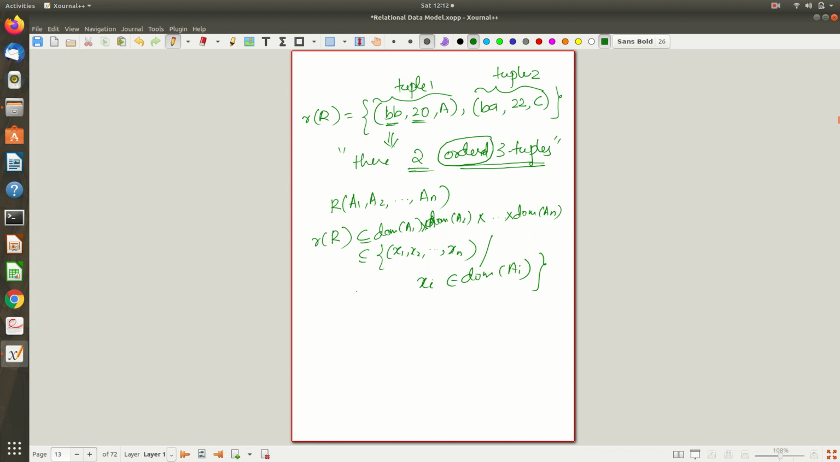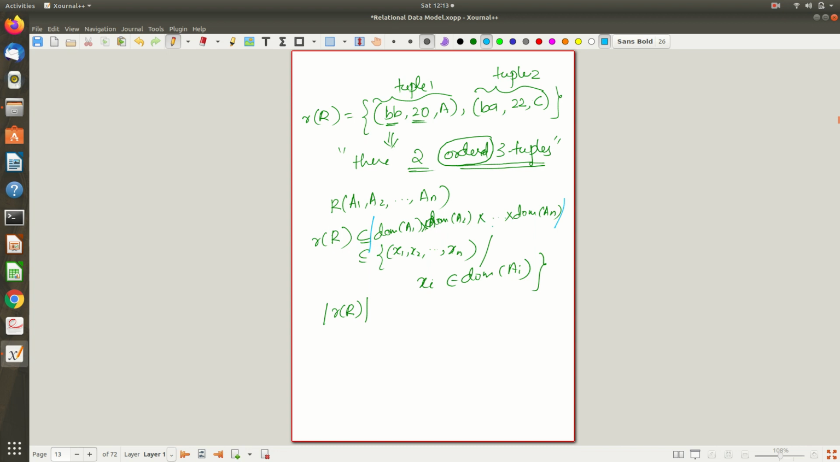So this is a standard thing that you know from the definition of a relation itself, right? Because it is basically ordered n-tuples. The same thing you can see here also. Now suppose you count this R of R, the total cardinality of this one is different, because if you take the cardinality of this one, it will be the cardinality of domain of A1 into the cardinality of domain of A2 into etc.